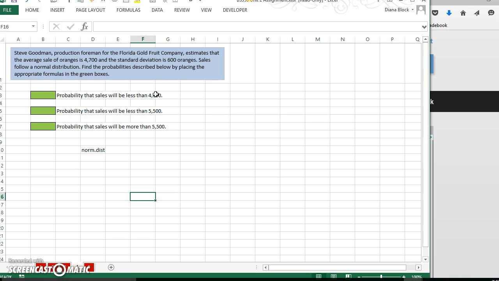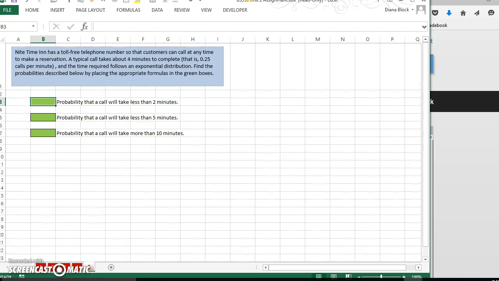That way Excel will calculate for you the probability that sales will be less than 4,000, the probability sales will be less than 5,500, and the probability that sales will be more than 5,500. So again, you see that these last two are somewhat similar, less than 5,500 or more than 5,500. So there's just going to be one item in the function that you're going to change to give you those different responses. So be careful of that.